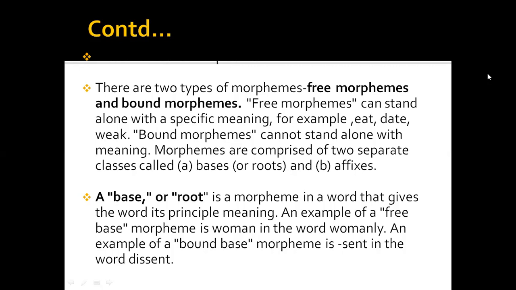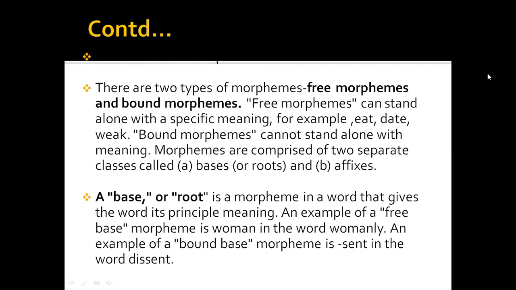Morphemes are comprised of two separate classes called bases, that is roots, or affixes. Now let's discuss what a base or root is. What is a root word? A base or root is a morpheme in a word that gives the word its principal meaning. The root word gives the principal meaning of that word, of the sentence, of that language. An example of a free base morpheme is omen in the word omenly.